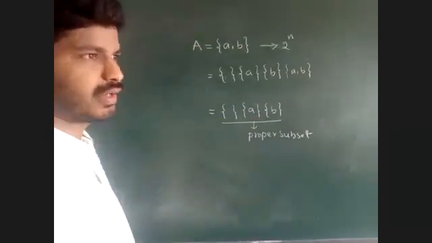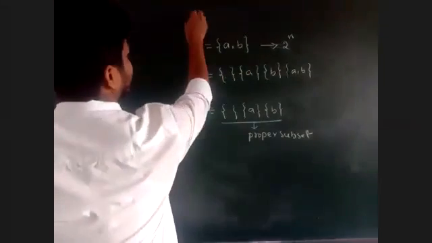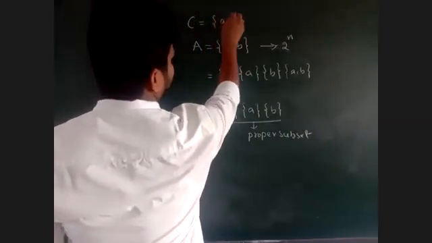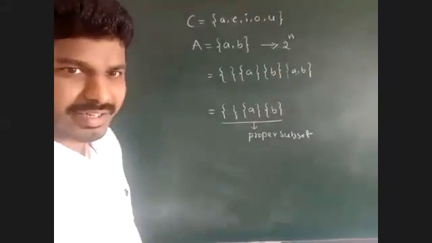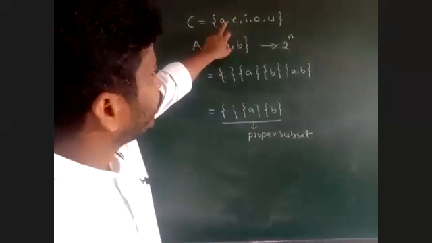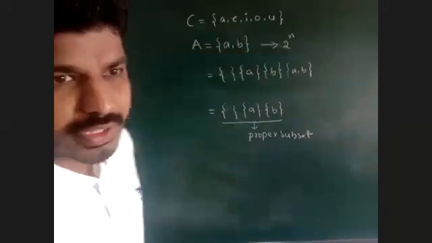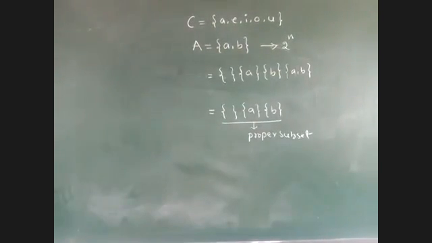Take one more example. Take one larger set, for example, set C equal to {a, e, i, o, u}. Here, the set contains how many elements? 5 elements: 1, 2, 3, 4, 5. Tell me, how many subsets are there in the given set C? 32, sir. Then tell me, what is the formula for that? 2 to the power of 5. Very good, Amal.